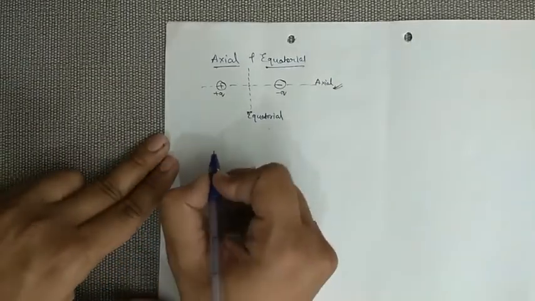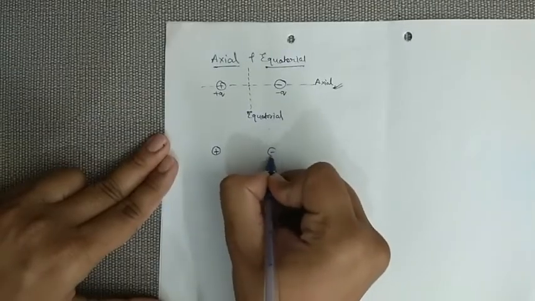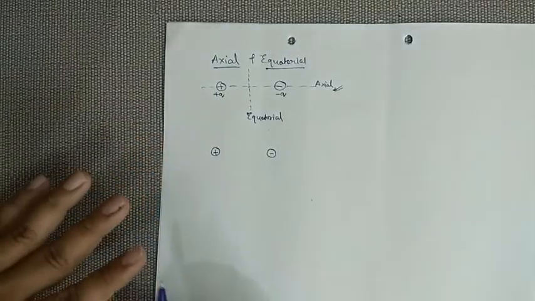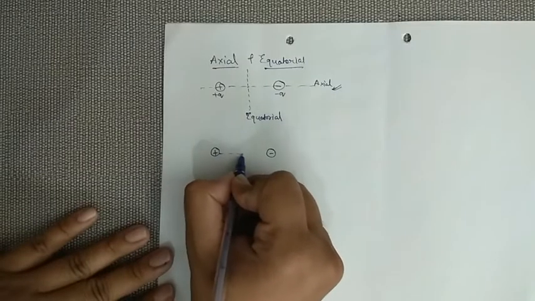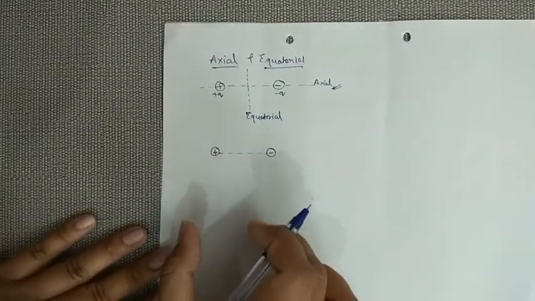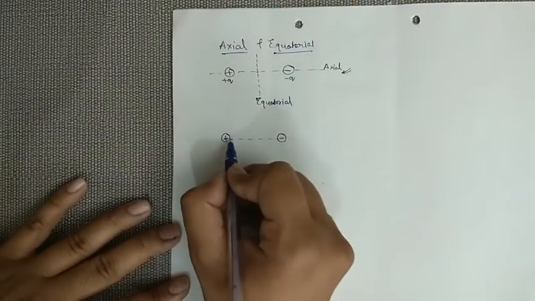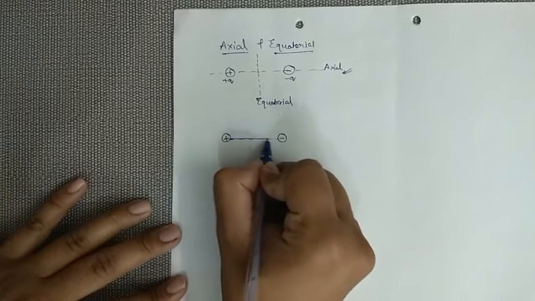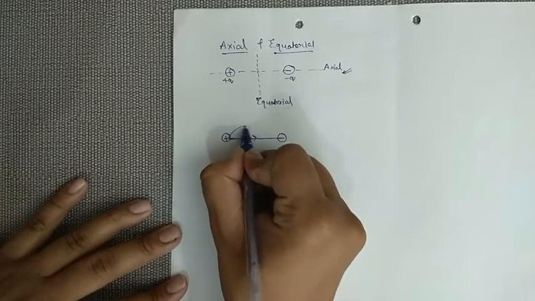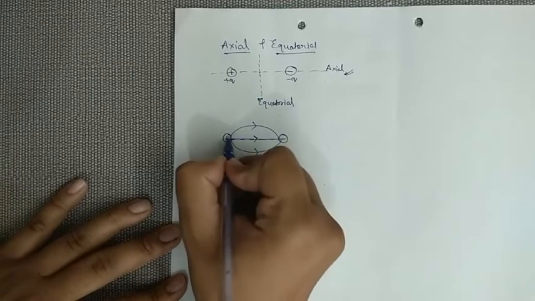So what is the symmetry of the electric field? If this is positive and this is negative, both are equal in magnitude. We know that net charge is 0. The net charge is 0, but what will be the symmetry of the electric field? You must remember, the electric field travels from positive to negative. So this will be the direction of electric field lines, positive charge to negative charge.